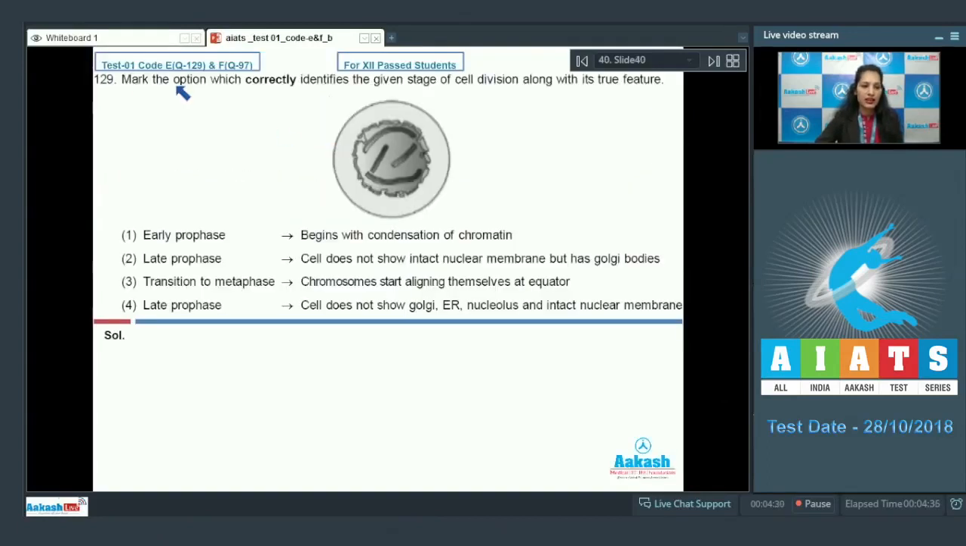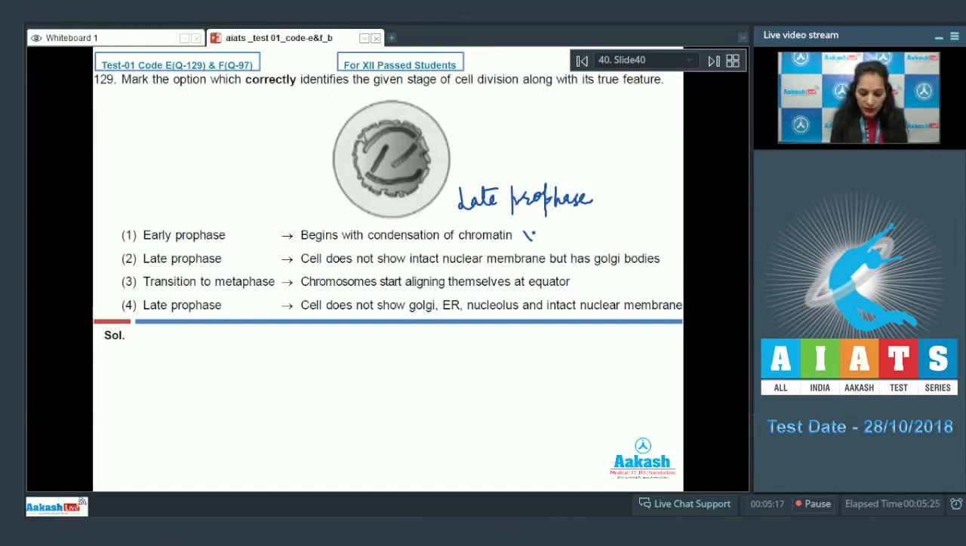Question number 129. Mark the option which correctly identifies the given stage of the cell cycle along with its true feature. First of all, you need to identify this stage. Here you can see there is a disintegration of the nuclear membrane. The nuclear membrane is not intact. The chromosome condensation has begun. It is not the chromatin material. So, which stage is this? Early prophase, late prophase, transition to metaphase, or late prophase? This stage is late prophase.